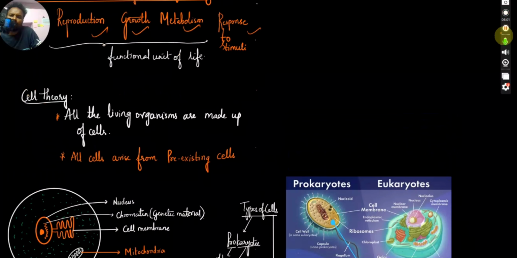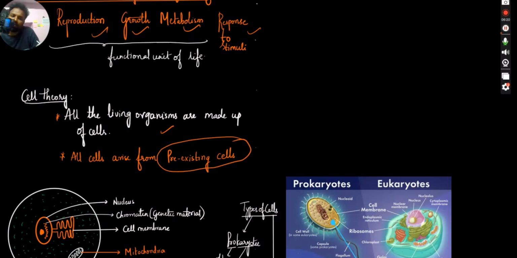Then there are a few persons who have given the cell theory. So the cell theory says that all the living organisms are made up of cells. Everything which has life, I already told in the beginning itself, is made up of cells. And also all cells are from pre-existing cells.